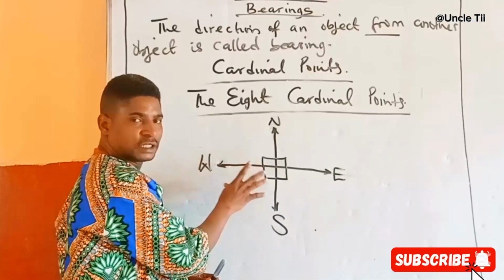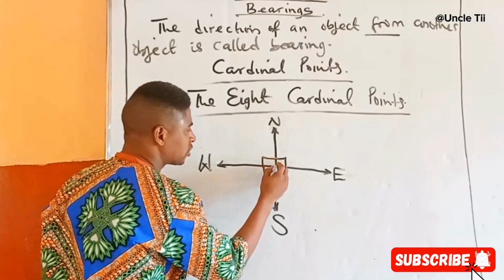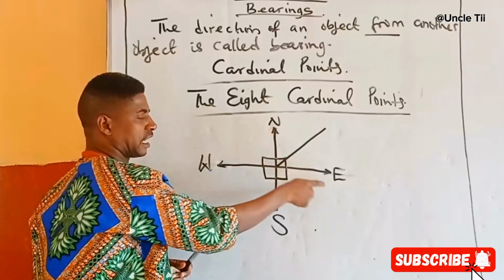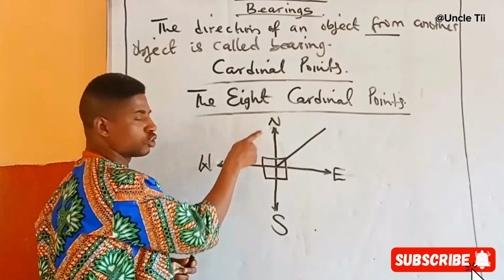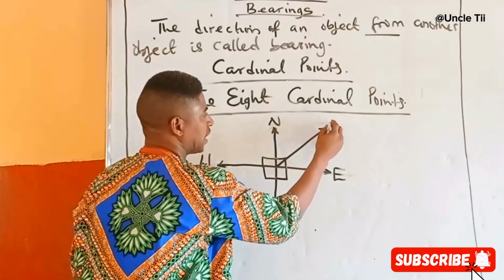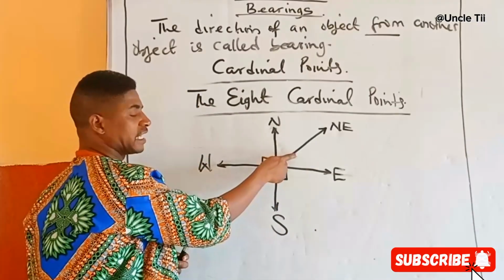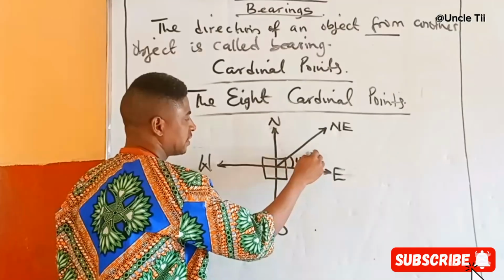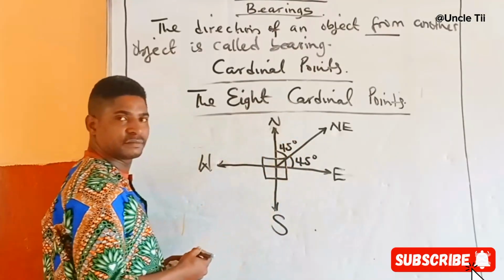4 cardinal points. We are introducing 4 new subdivisions now. The first subdivision is the exact middle of the north and the east. It is the bisection, the cutting into 2 equal parts, of the north and the east, and is known as northeast. So if it is the exact middle of the north and the east, it means that this angle here is 45 degrees and this one is also 45 degrees.